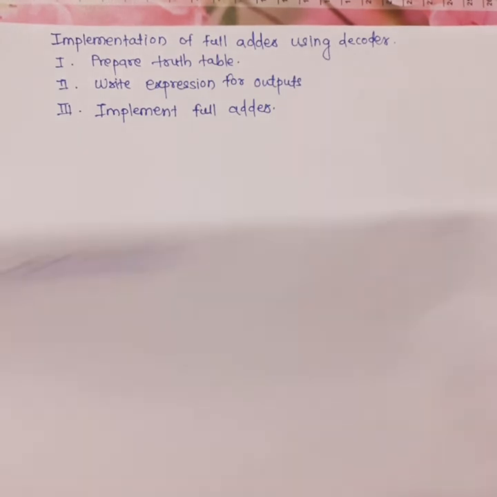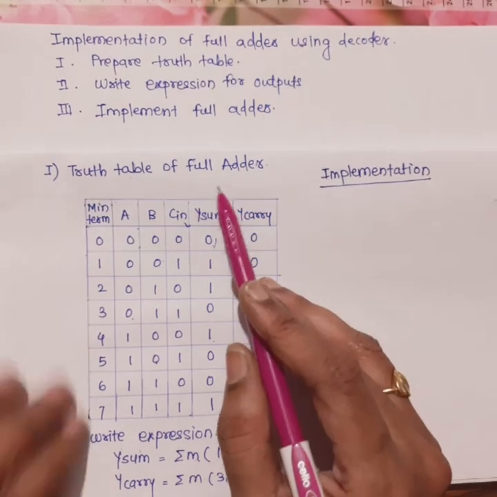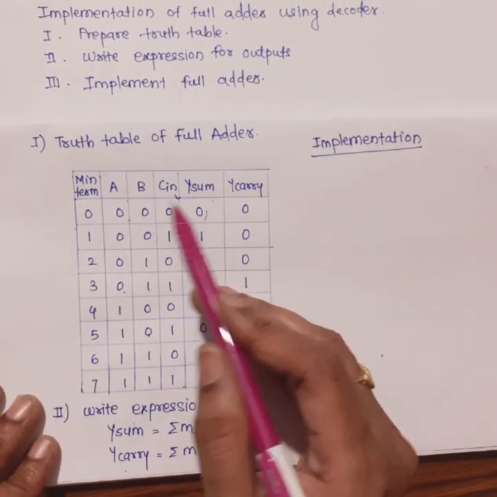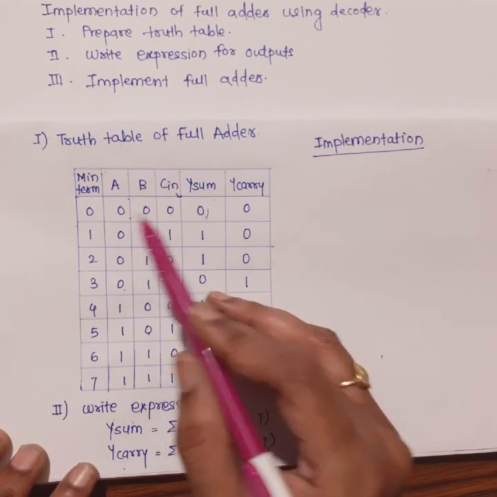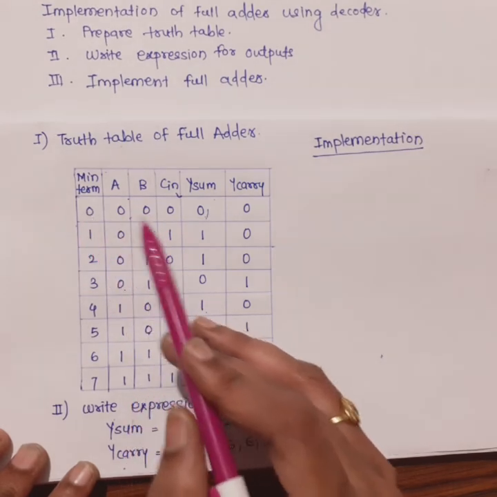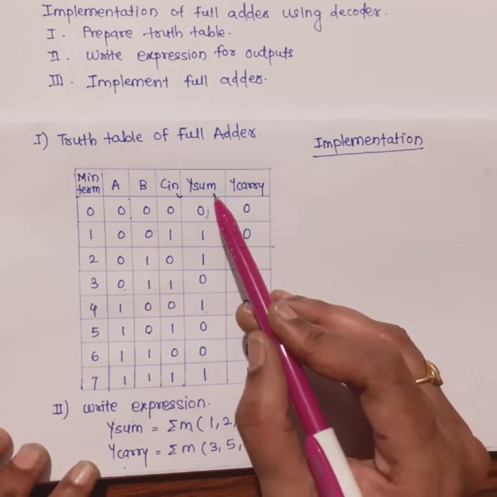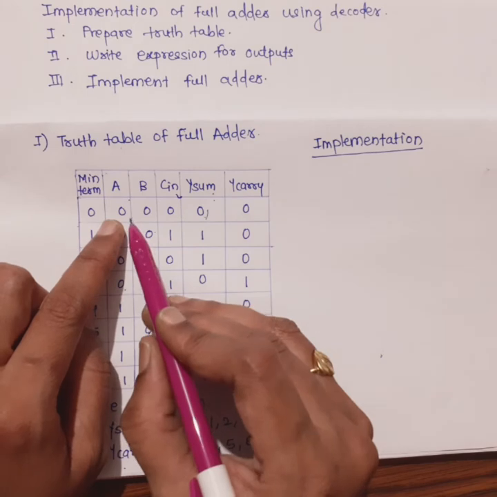Now, starting with the first step, preparation of truth table of full adder. Full adder is working on 3 variables A, B, and carry in. So with 3 variables, we come across total 8 combinations from 0, 0, 0 up to 1, 1, 1. Each combination is treated as a min term as it involves only AND operation. Full adder produces two outputs, sum and carry. So let us prepare this truth table.